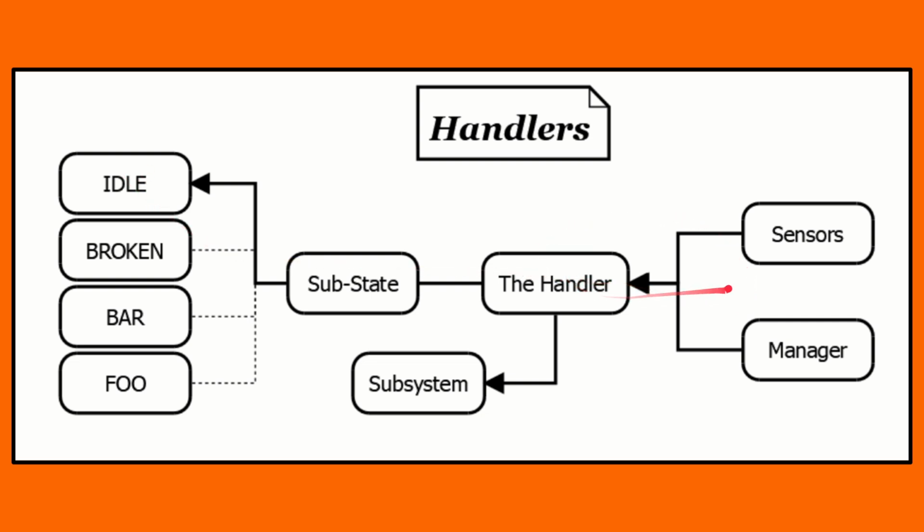So the handler takes in two inputs, and that's from sensors and from the manager, which we'll talk about later. You'll also note that the handler handles just one subsystem. It also can only be in one state at a time, because the different states have different behaviors. So if we're in the idle state, the handler is going to control this subsystem differently than if it were in the foo state or the bar state.